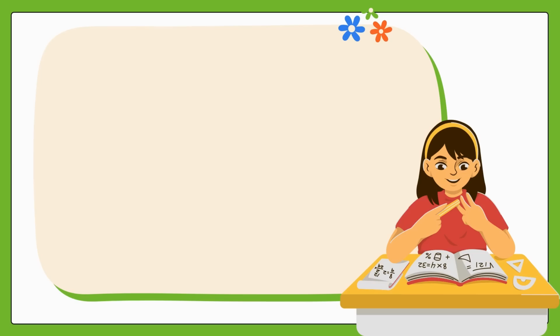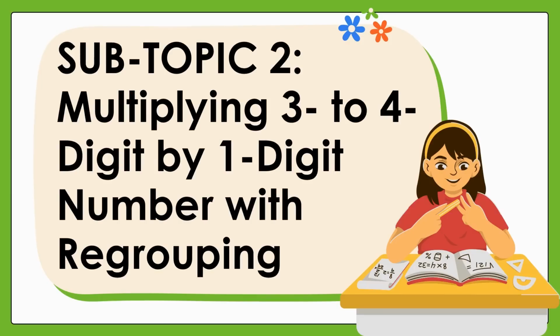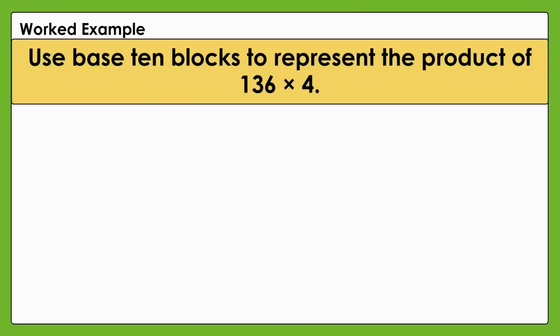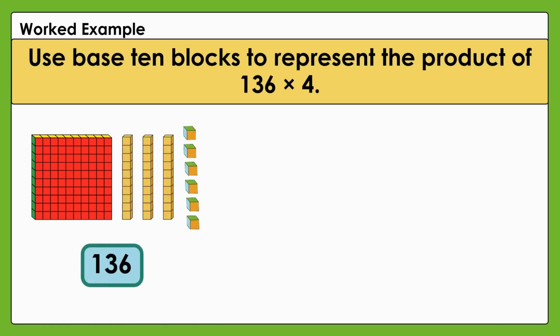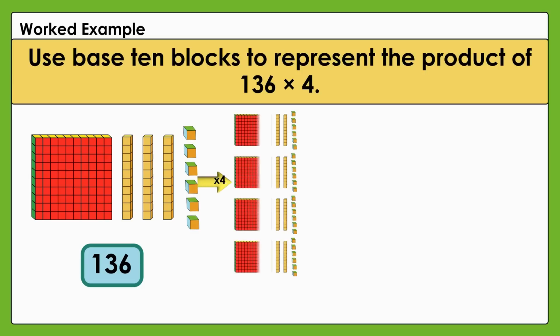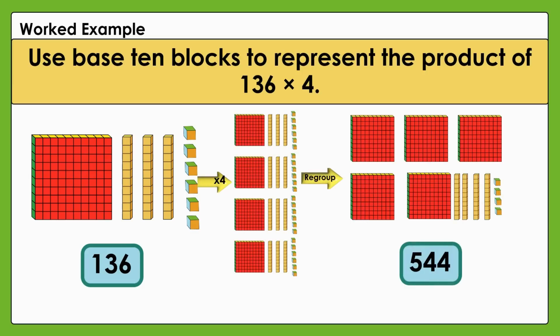Thanks for tuning in. Let's now go on with subtopic number 2. Multiplying 3 to 4 digit by 1 digit number with regrouping. Use base 10 blocks to represent the product of 136 times 4. 136 with 1 flat, 3 longs, and 6 squares times 4 is equal to 544.